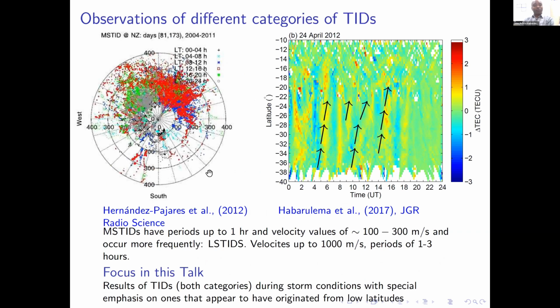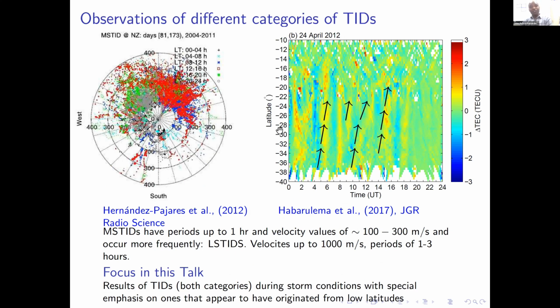Now, if you look at your left-hand side, you'll see the observations of TIDs, and these are medium-scale TIDs at different times, represented in a polar plot. And as I was saying, they can propagate in any direction, as this plot shows, which I took from the paper of Hernandez-Pajares in 2012.